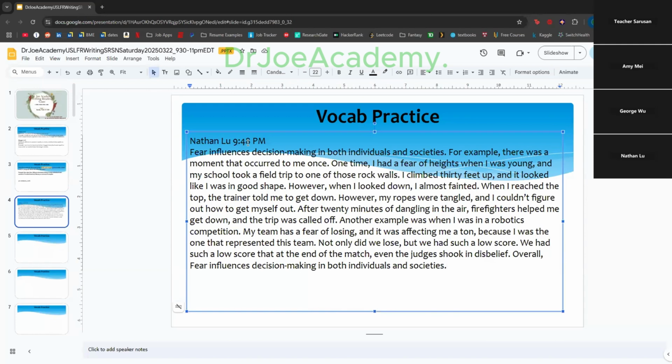Another example was when I was in a robotics competition. My team has a fear of losing, and it was affecting me a ton, because I was the one that represented this team. Not only did we lose, but we had such a low score that at the end of the match, even the judges shook in disbelief. Overall, fear influences decision making in both individuals and societies.